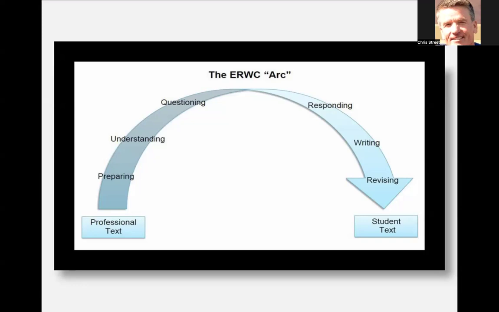We guide them through an understanding of the reading. We help them ask thoughtful questions of that reading so that they are then well positioned in the middle of that arc to flip over and take a stance. And now they're ready to enter that conversation and they're ready to respond to that reading. They're ready to write their own text and they're ready to revise it at the end. So we're supporting students all the way from reading professional text all the way through to then using that professional text to help them make their own argument in their student-generated text.